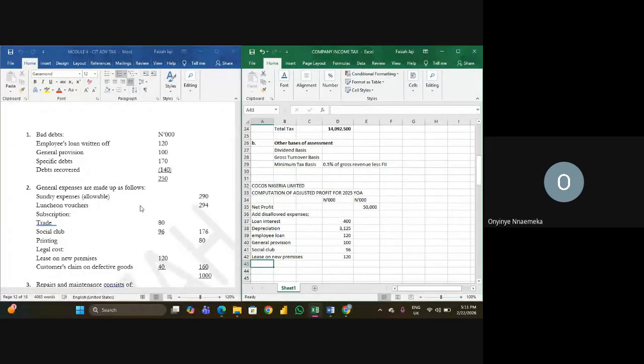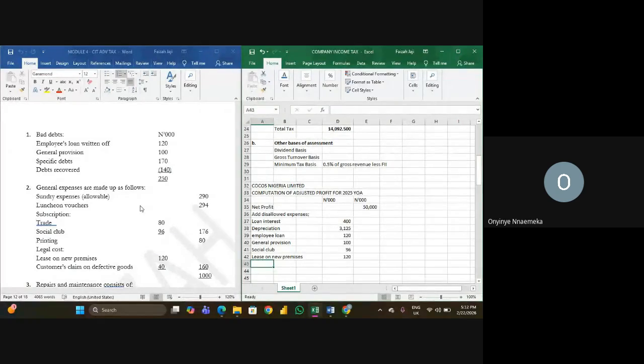Well, I can't really figure it out, but I think it's disallowable. I mean, it's allowable expenses. Okay. So any other opinion? It's connected to the business, ma. Yes, it is connected to the business.